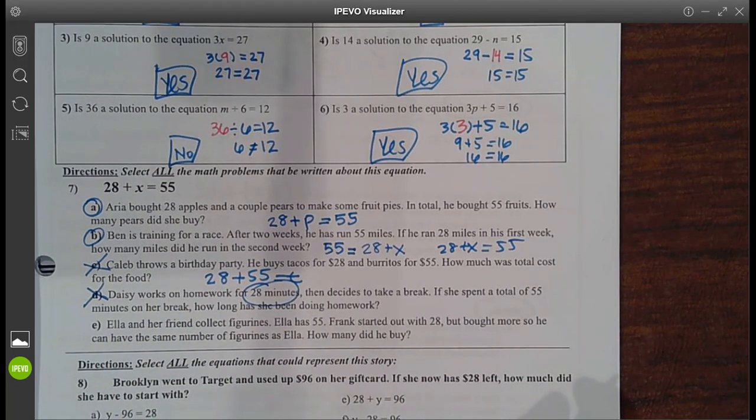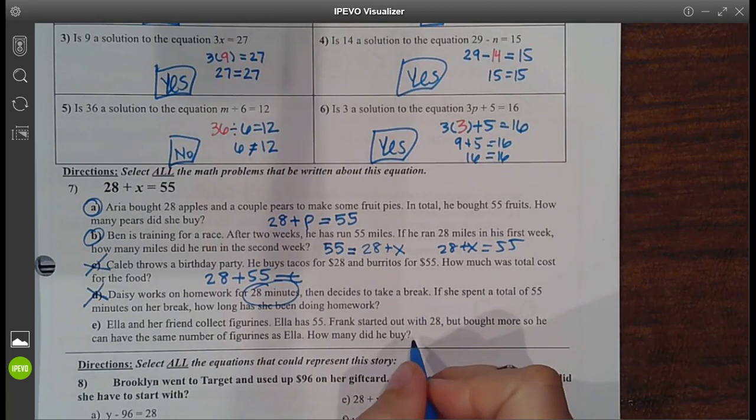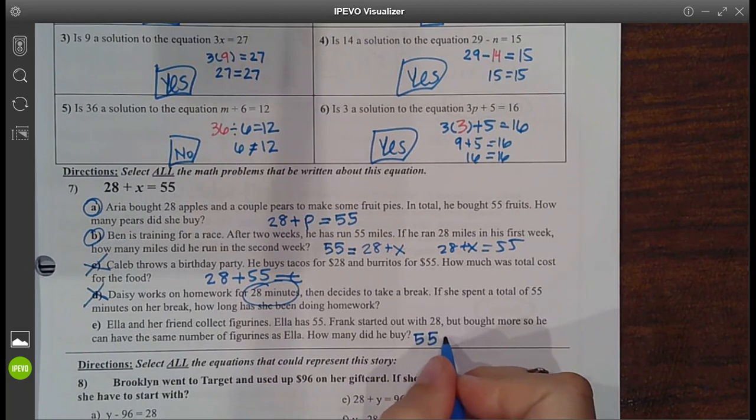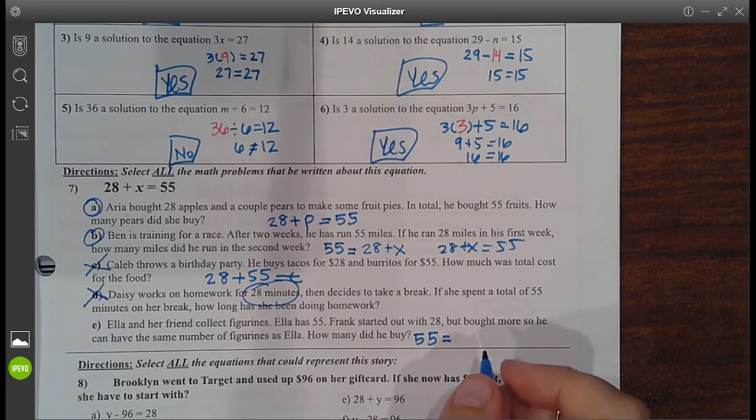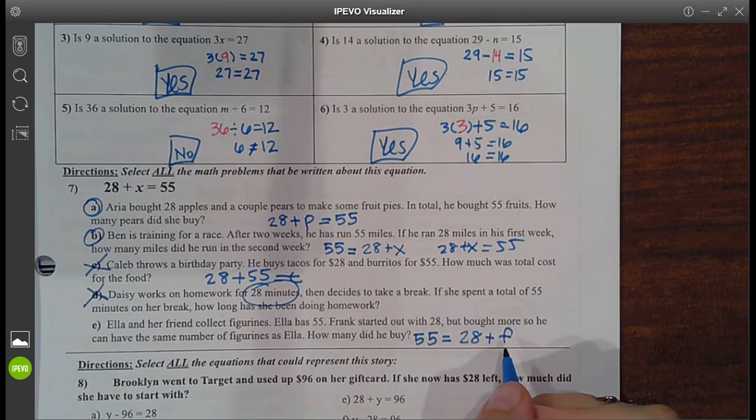Okay. Ella and her friends collect figurines. Ella has 55. Frank started out with 28, but bought more so he can have the same amount of figures as Ella. Okay, so he has the same amount as her, which is 55. He wants that to be equal to, how much does he already have? He has 28 already, plus however many more he buys. That many figurines will be equal to the total of 55. Yep, this equation matches that one. I just had an F for figurines and they had an X. So there we go. That equation would work as well for that story.